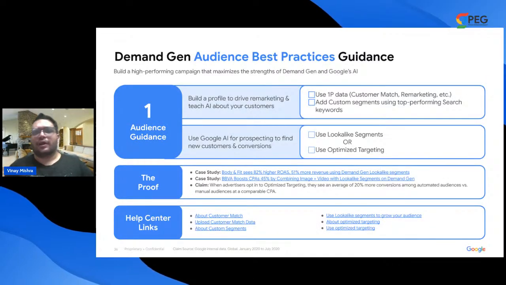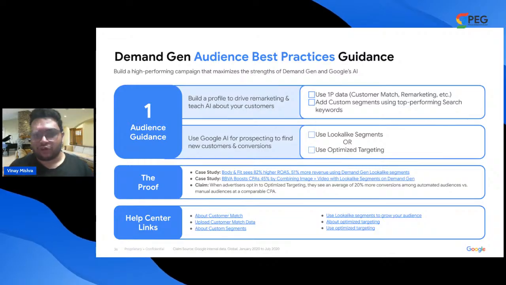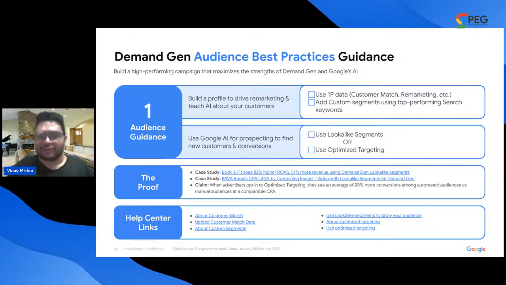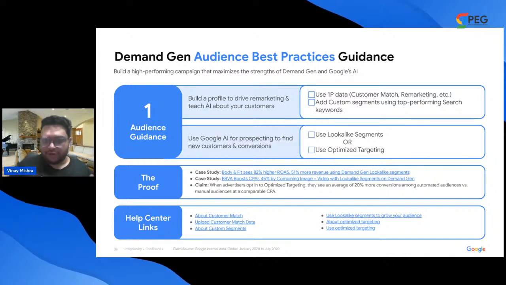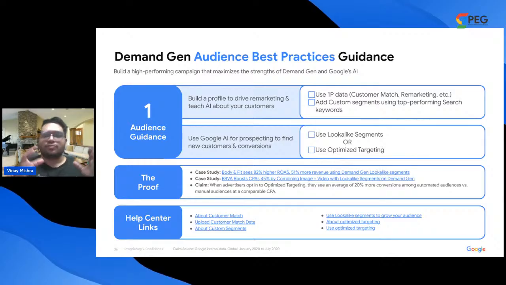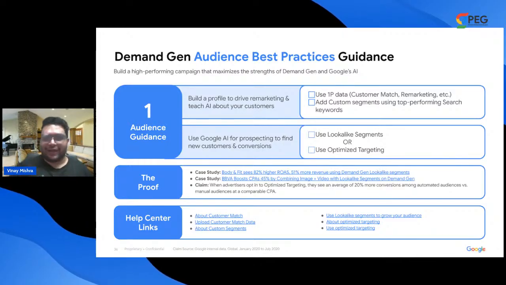Now let's quickly talk about your audience best practices. You can go ahead and use the Demand Gen campaign, as I've mentioned, with your first party data like your customer match, remarketing lists, and your custom segments, or your top performing search keywords. Use this data to find your lookalike segments, right?